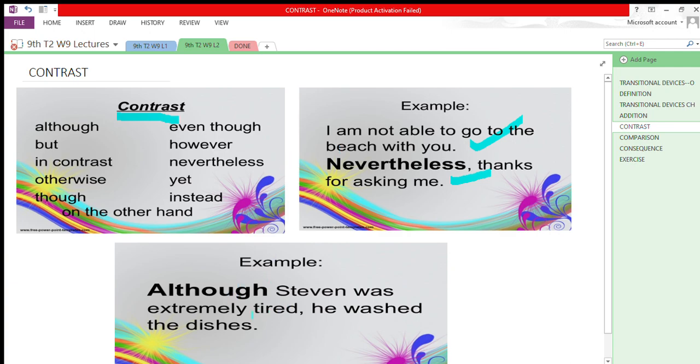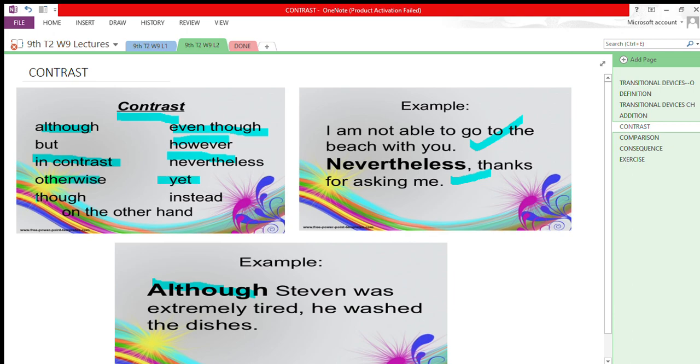Although Stephen was extremely tired, he washed the dishes. Now, see, two contrasting situations, okay? Two opposite situations are there. Although Stephen was extremely tired, he washed the dishes. It is making a contrast. So, these are the words which we are using in a situation where there is contrast, and these are known as transitional devices of contrast.